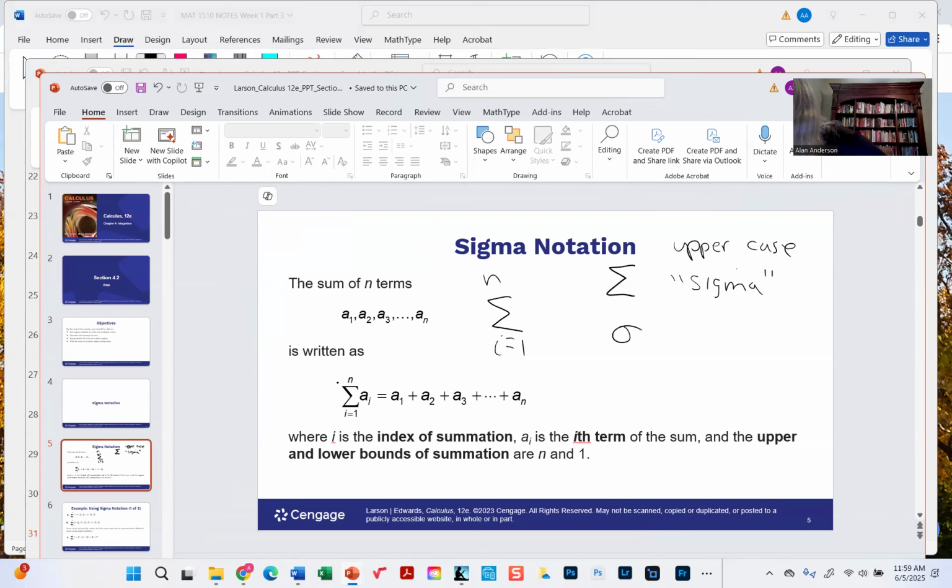This is the lowercase sigma in the Greek alphabet. We've seen it many, many times. We've never had a course in statistics, that's for sure. All right. So anyway, this is used to represent summation.